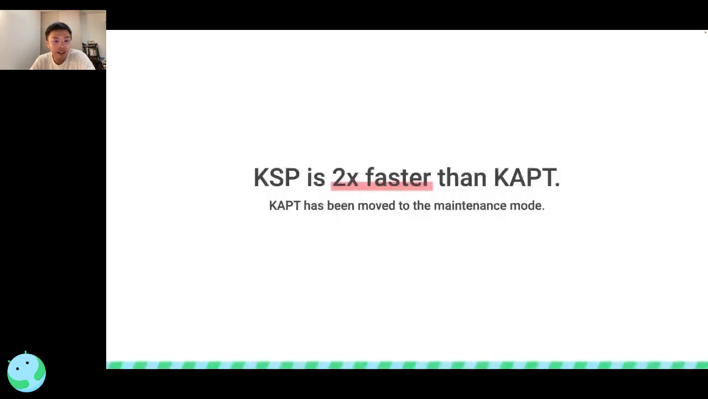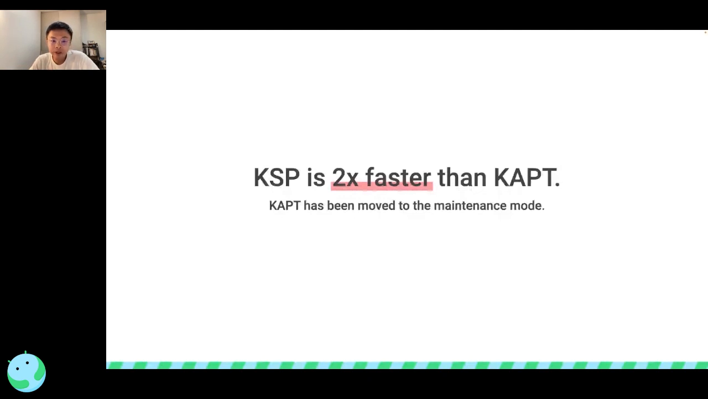Okay, the last point is KSP versus KAPT. Everyone will talk about it. KAPT was created by JetBrains officially a few years ago. However, it bridges to the Java APT, which requires one more step to generate Java stubs from Kotlin source code. So the performance is actually not good enough.